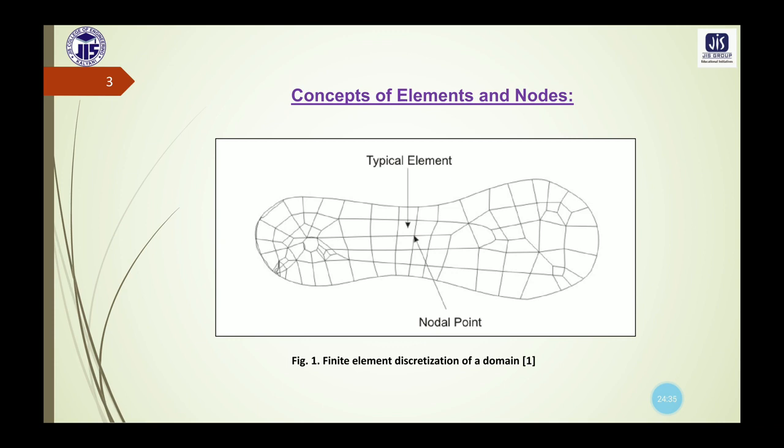Now, while discretizing the structural system, discretizing means to break down or divide the total structure into smaller parts or smaller pieces, it is assumed that the elements are attached to the adjacent elements only at the nodal points. So this is the characteristic of the discretization, that all the elements should be interconnected to each other with the help of these nodes or nodal points.